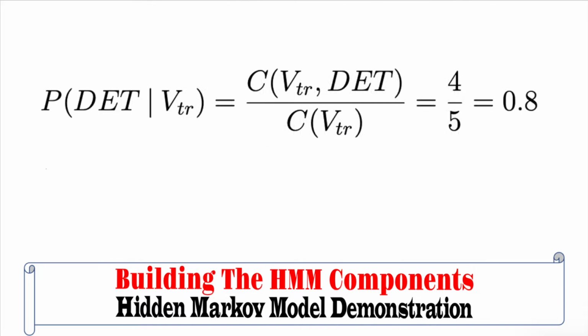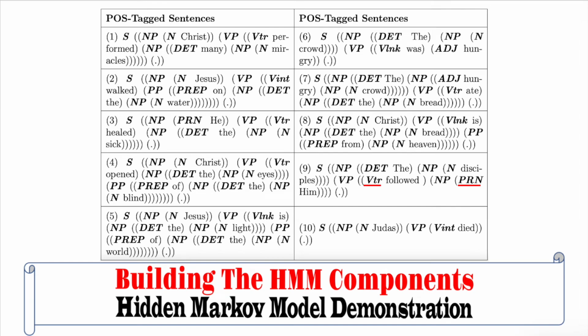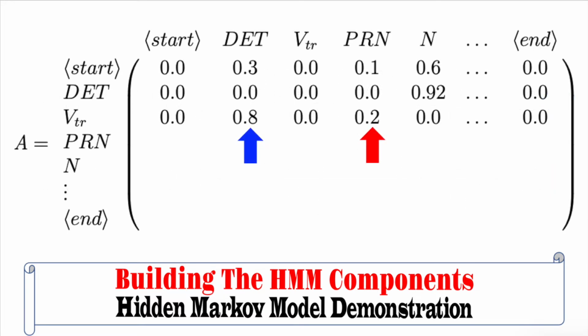4 of them are followed by the det tag, and the other one is followed by the prn tag. So the computation is as shown on the screen, and the updated matrix looks like the one shown in the screen.